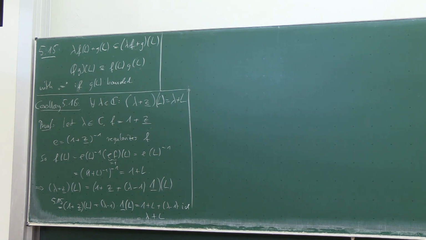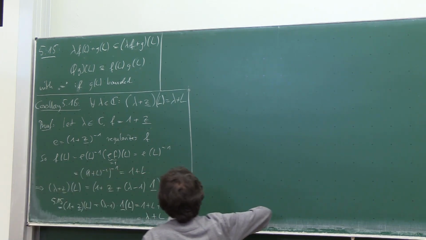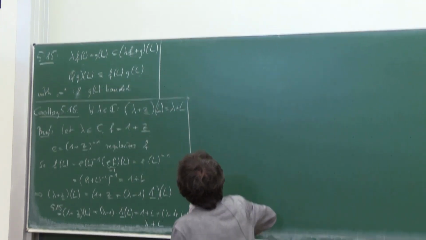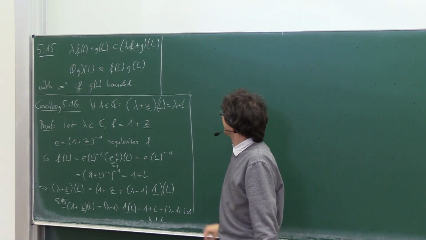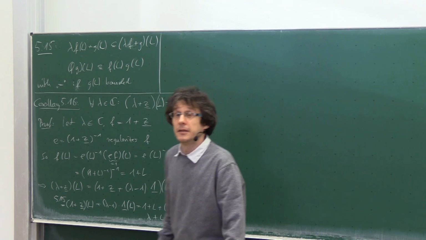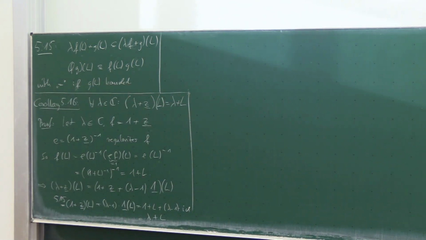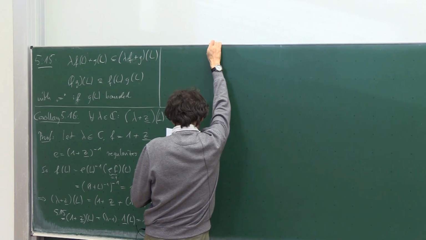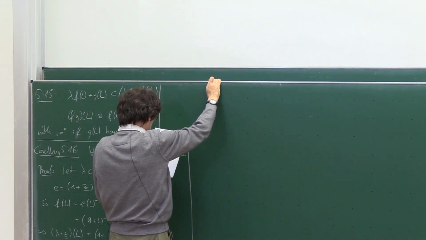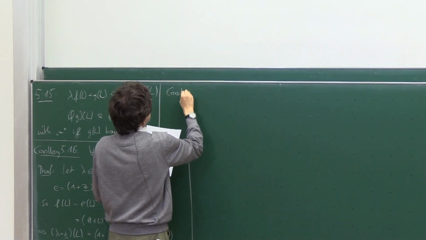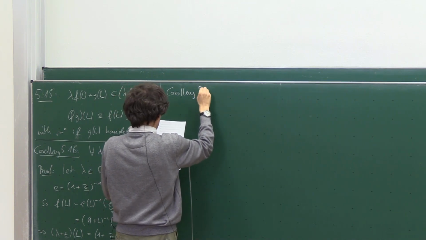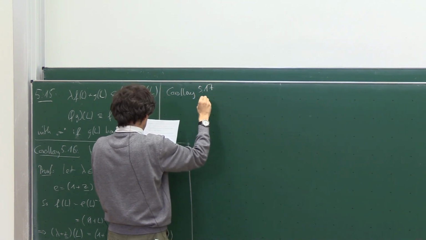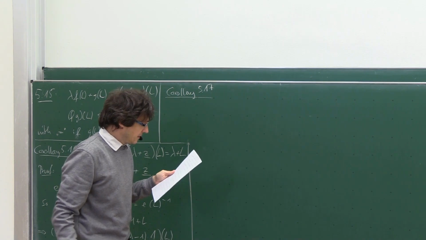Okay. So in particular, if you take lambda equals 0, you will find that the function Z applied to L gives you L. And that's because we know about products, also Z squared gives you L squared and so on. Okay, so that's the first corollary. And the second corollary is about domains again.